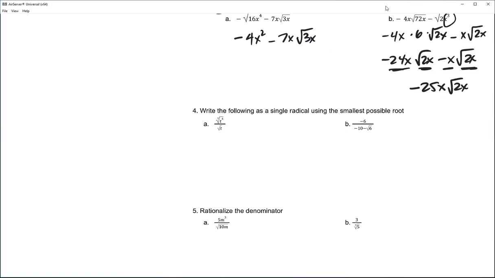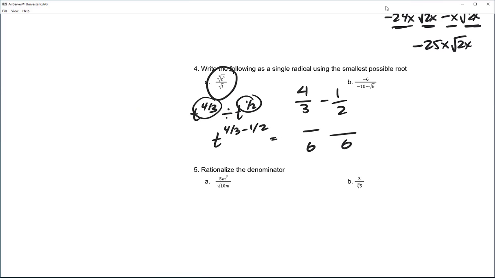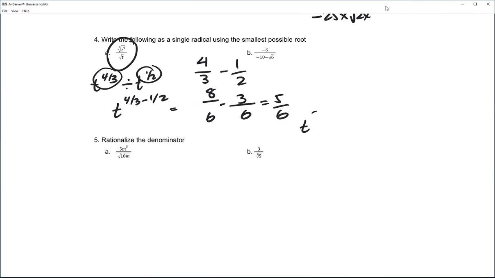All right, number 4 is put it into a fraction. Letter A, t to the 4 over 3 power divided by t to the 1/2 power. When you divide, you just have to subtract the exponents, so it'll be 4 over 3 minus 1/2. The 6 is the common denominator. That's 8 over 6 minus 3 over 6, so it's 5 over 6. Okay, so it is t to the 5 over 6 power, or you can write it as the 6th root of t to the 5th.